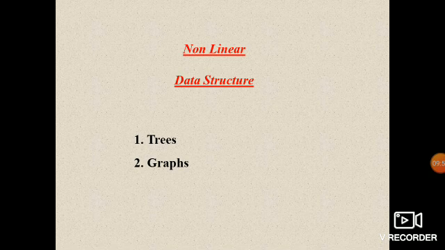So non-linear data structures, how many types? We have two types. In a non-linear data structure, elements are not arranged in a linear fashion. How many non-linear data structures are there? Two types, trees and graphs.